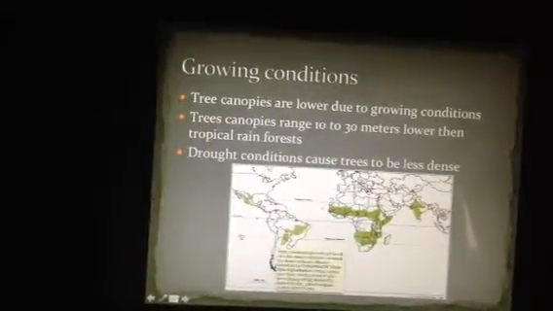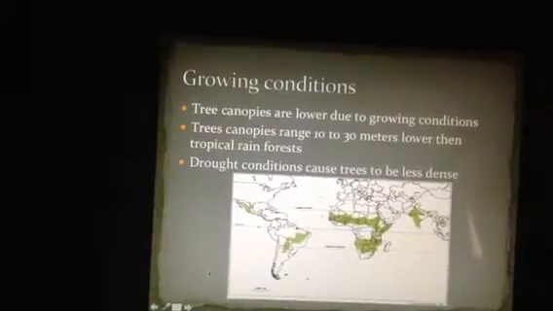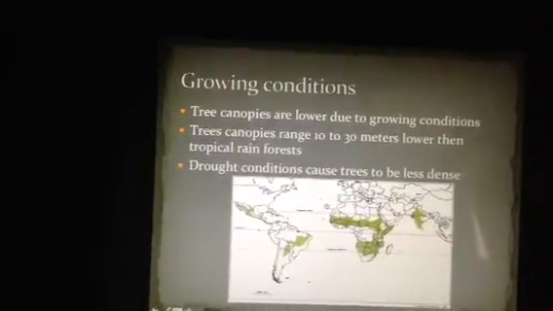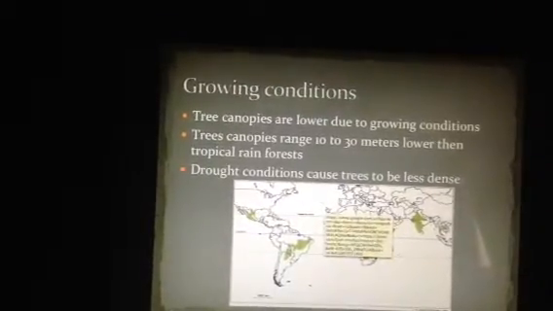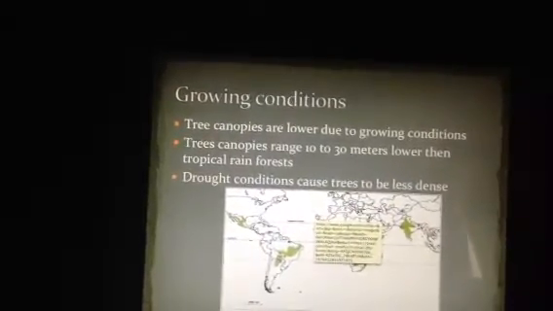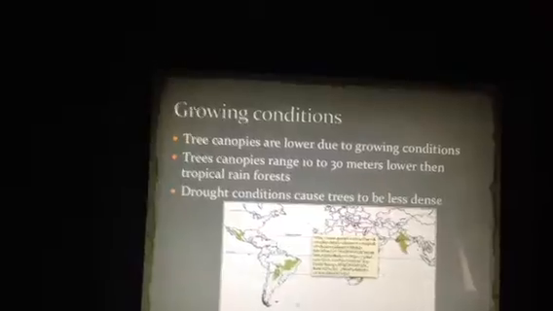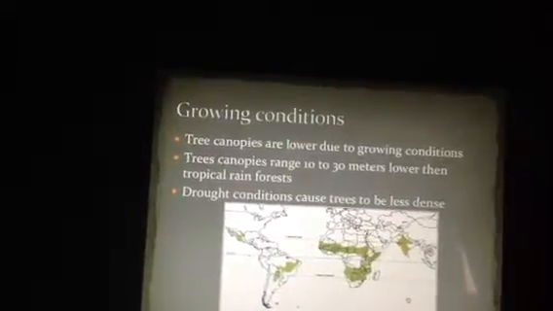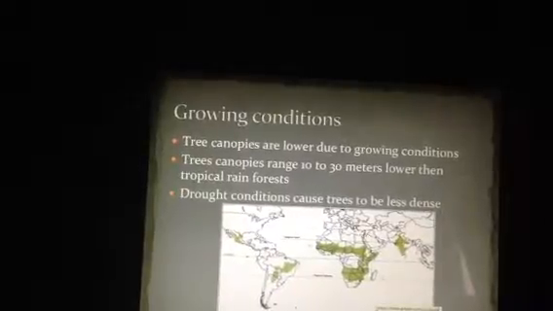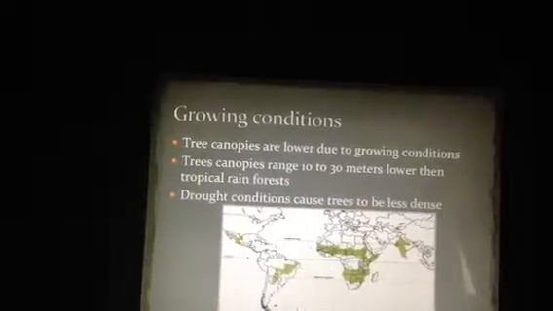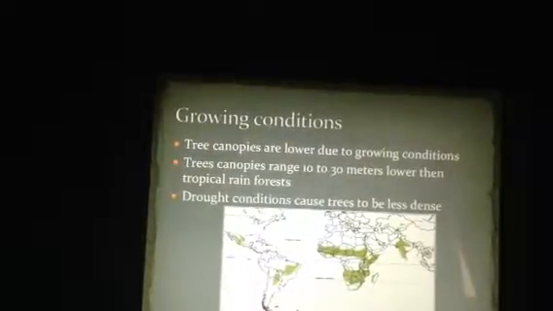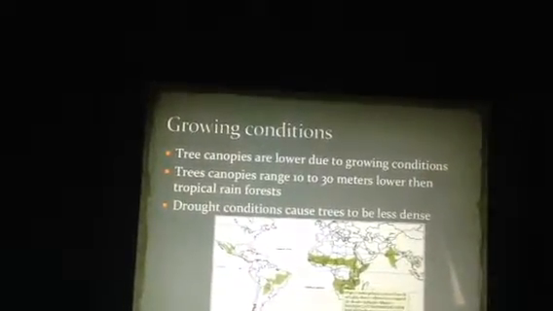So first off, let's look at the growing conditions. It's a dry climate, so there are some drought conditions, and these cause the trees to be less dense, and the canopies are going to be lower. In fact, they're going to be anywhere from 10 to 30 meters lower. Here's a nice little diagram, and in this diagram you can see highlighted areas around the world where you can find these types of dry tropical climates.